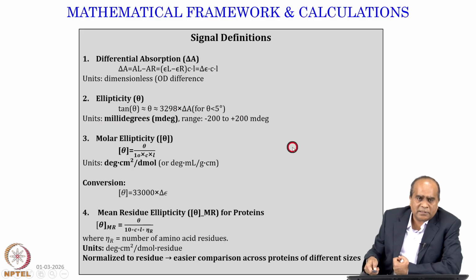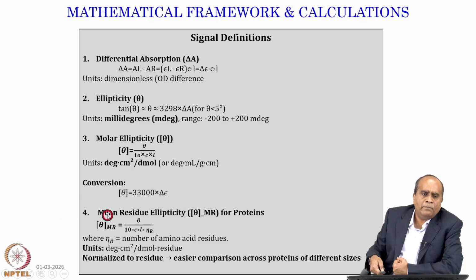Now, this is ellipticity. If you factor the concentration into that, it will be called molar ellipticity, that is theta divided by 10 C and L, with units of degree centimeter square per decimol. We can convert that, theta equal to 33,000 into delta E, which is coming from here, that will be molar ellipticity, and then one can also measure the mean residue ellipticity for proteins. So, how many residues are there? You can divide by that here. So, NR is the number of residues that will give you mean residue.